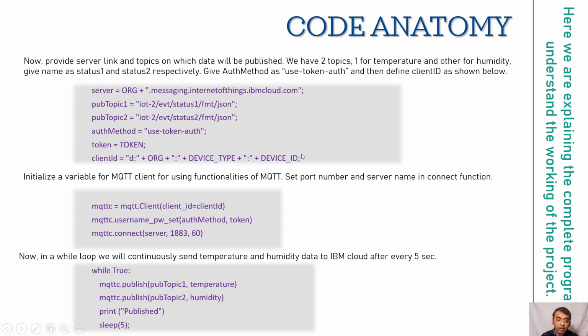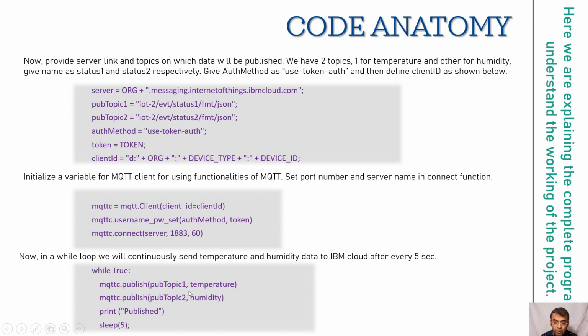After that we have the client details. Then MQTT equals MQTT.Client, so the client_id equals client ID. Then MQTT username, password set. Already I told you the username is the authentication method, that is use-token-auth, and the token is the password, you can say. This is the token in capital. Then you have MQTT connect, so that is the port number and the server.